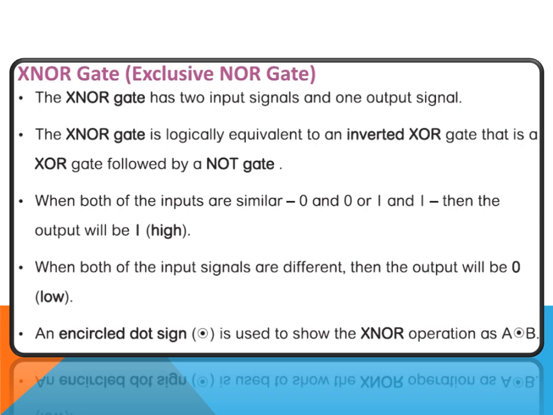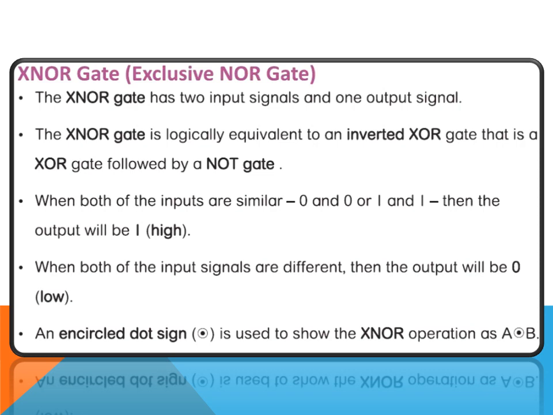So when both the inputs are similar, then the output is high. See, in XOR, if both the inputs are similar, that means 0 0 or 1 1, then the output was low. Here, since there is a NOT gate, that means an inverter after the XOR gate, that will change. That means here in XNOR gate, when both the inputs are same, the output is 1, and when the inputs are different, then the output will be 0.